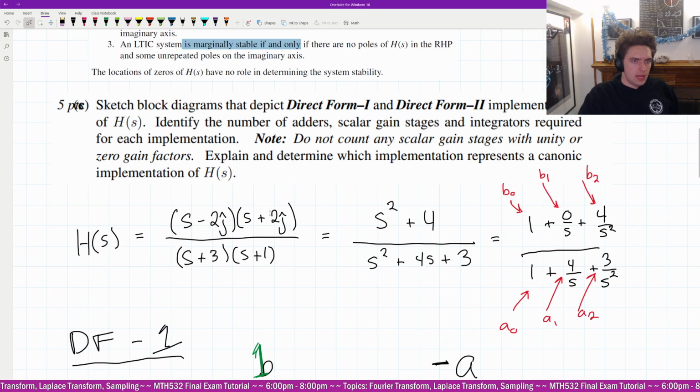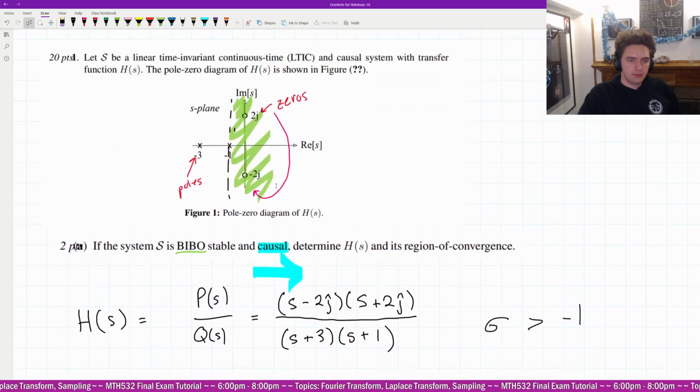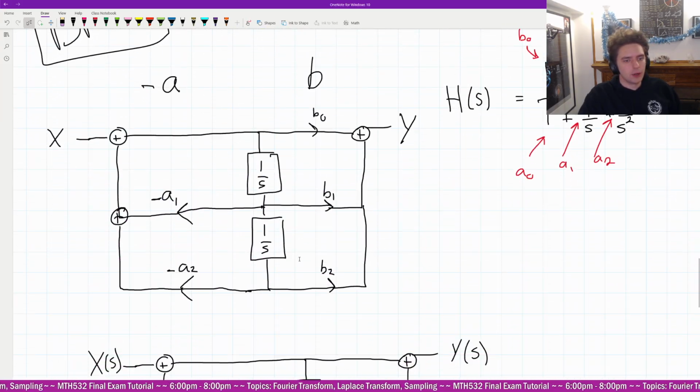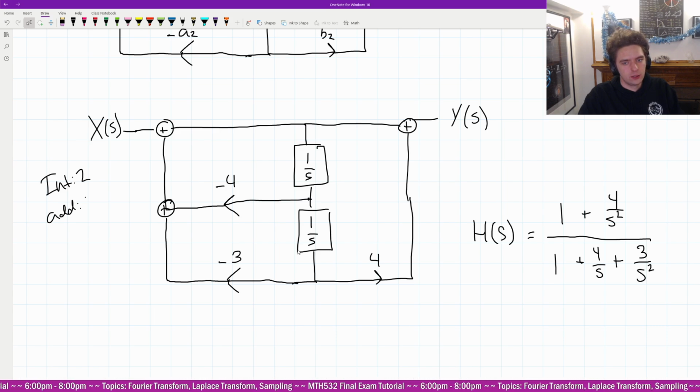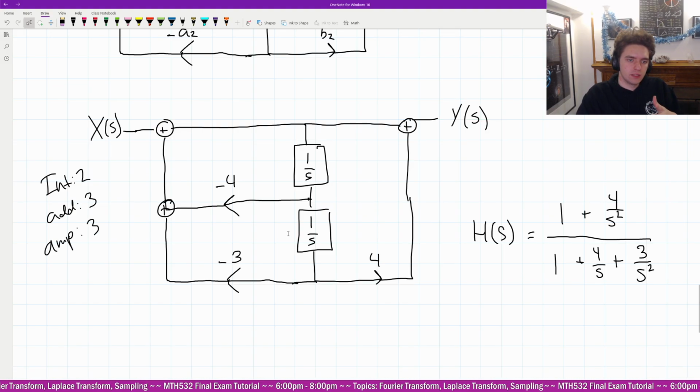Okay, that is that part of the question done. There's nothing else there. Oh, I got a number. Integrators 2, adders 3 still, and then amplifiers 3 still. So most of the improvement is that we reduce the number of integrators, so we reduce the number of paths.